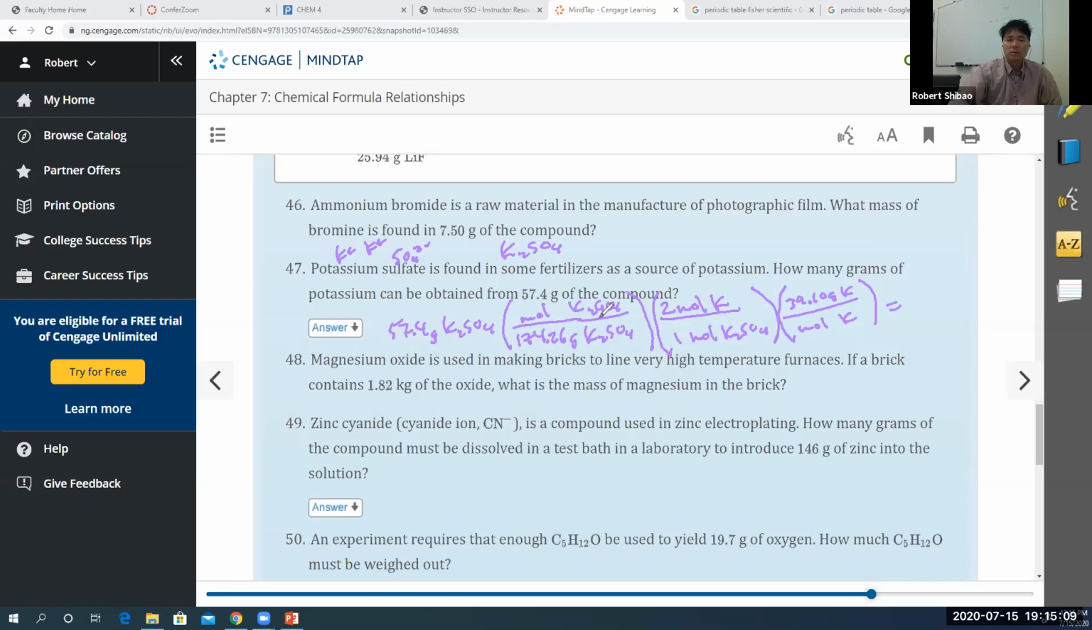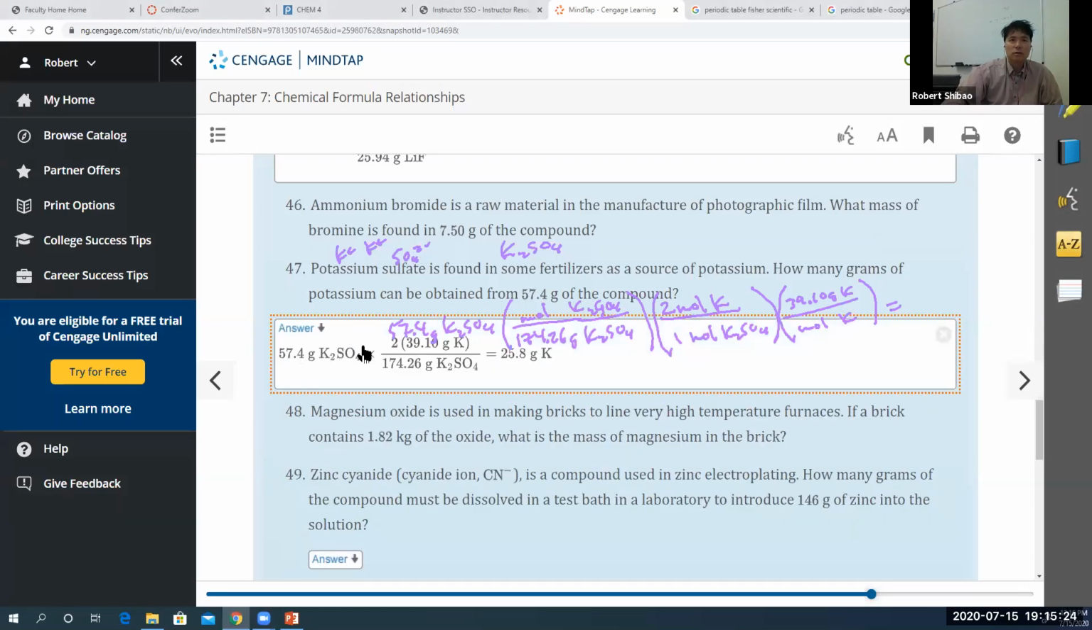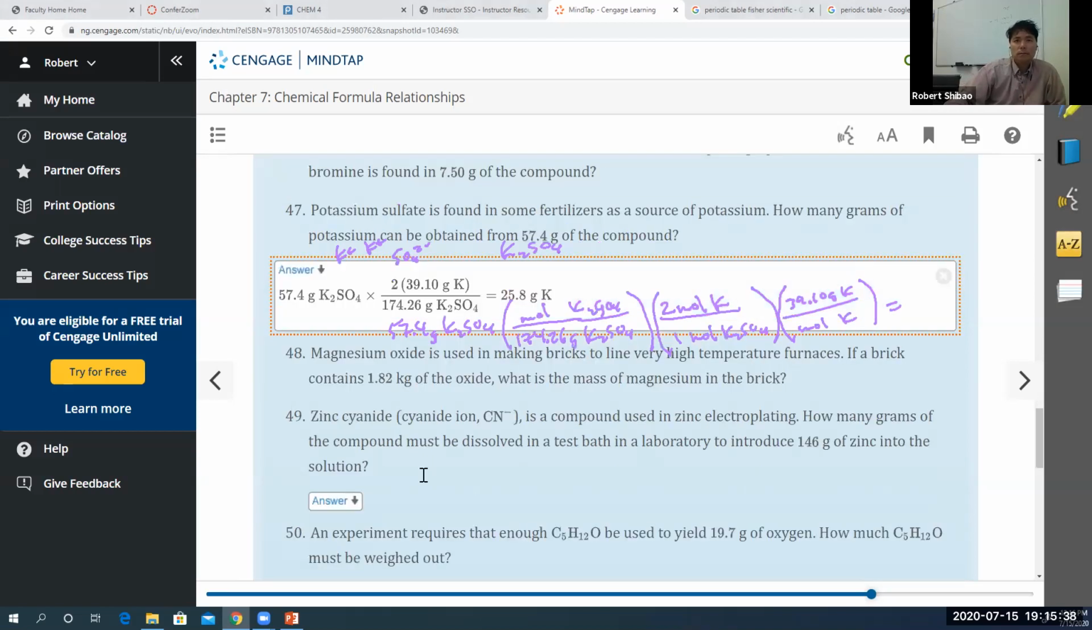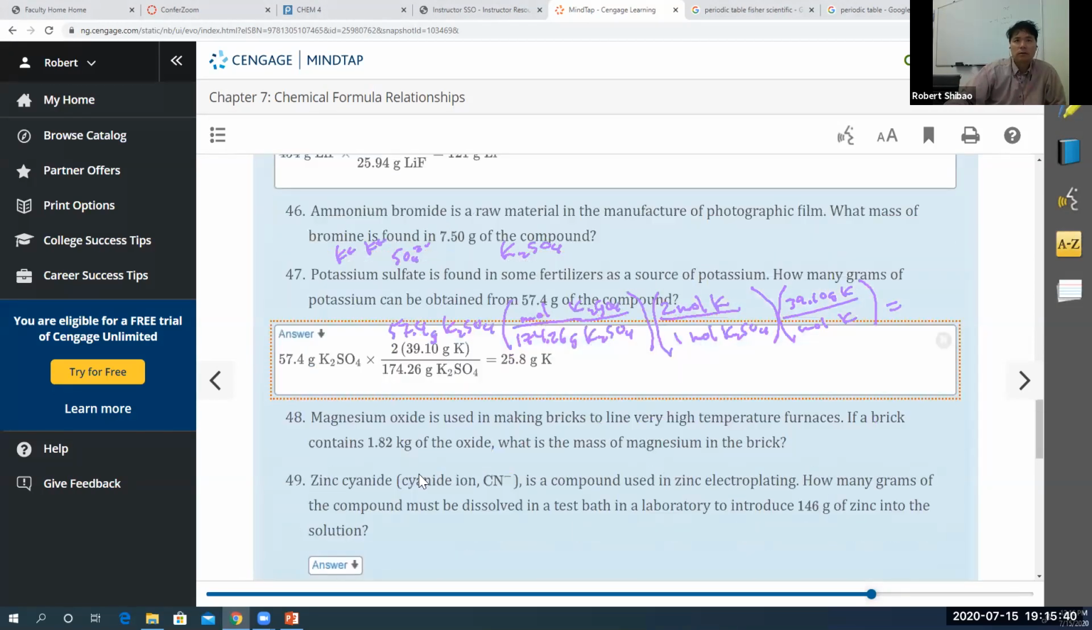When you look at the numbers here, they're going to be the same. It's going to be 57.4 times 2 times 39.1 divided by 174.26. When we look at their setup here, that's probably much what they're going to have: 57.4 times 2 times 39.10 divided by 174.26. We combined everything into the mass ratio, while I spread it out. Okay, let's move on.